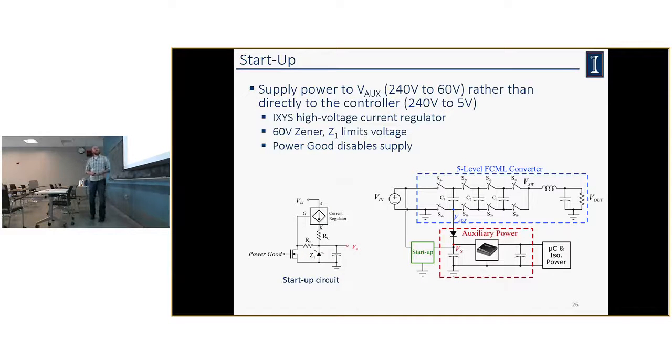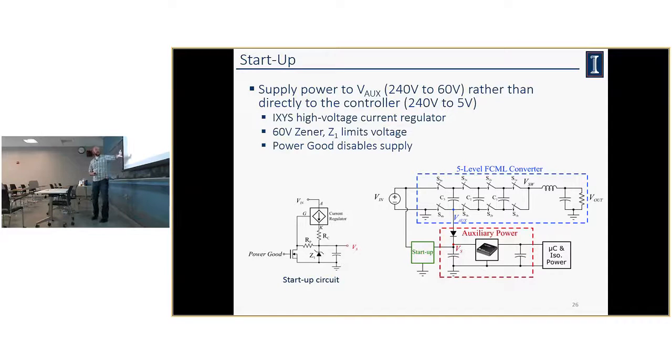So startup, very briefly, one of the concerns with startup is where you supply this. What we chose to do in this case is take startup and feed it back into this auxiliary power. We could feed it straight to the microcontroller at 5 volts, but then we'd be doing a very large step down of say 200 volts or 240 volts to 5 volts. That's a really large step down, something that's really inefficient. But if we already have this auxiliary power supply here, we can feed that directly from our startup circuit, feed it at a much higher voltage, much higher efficiency, and it works pretty well.